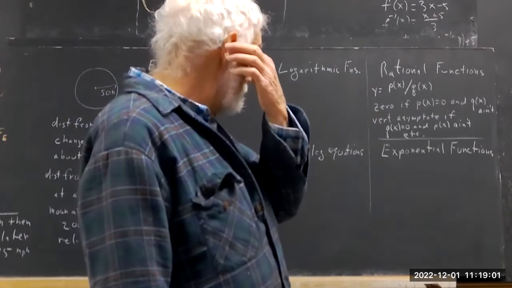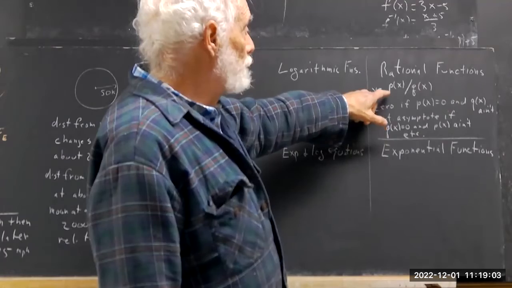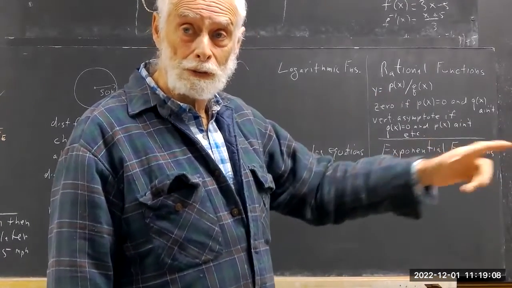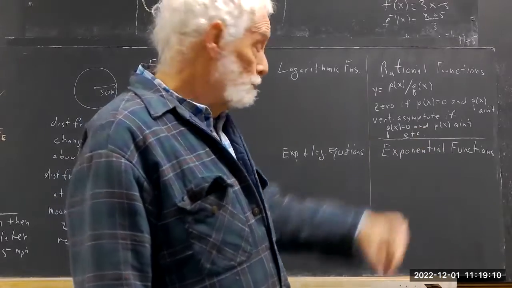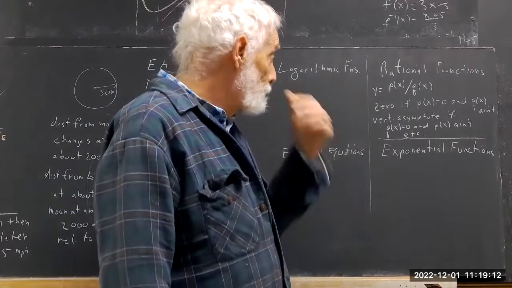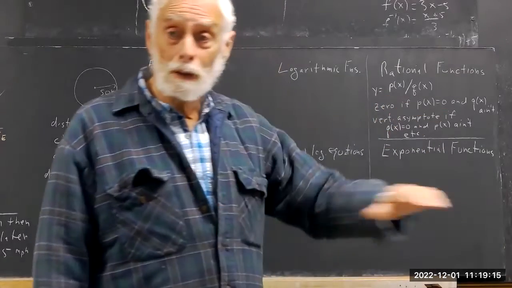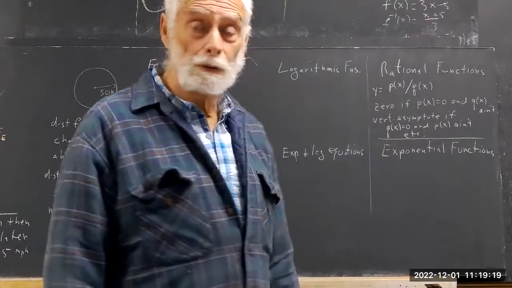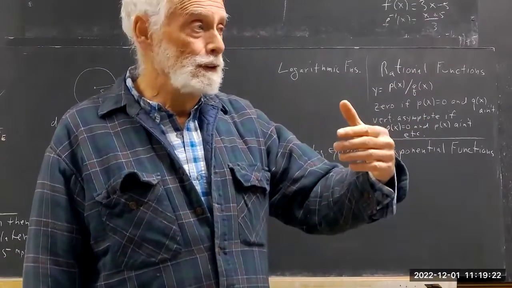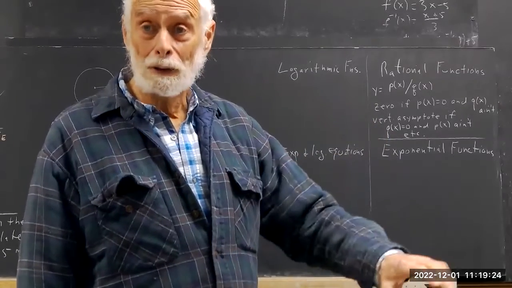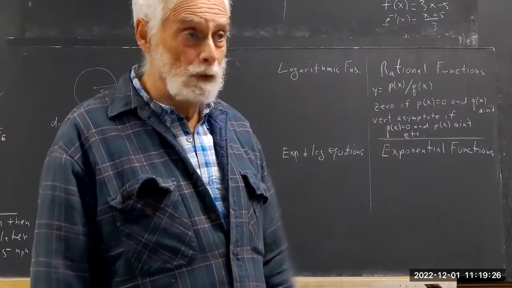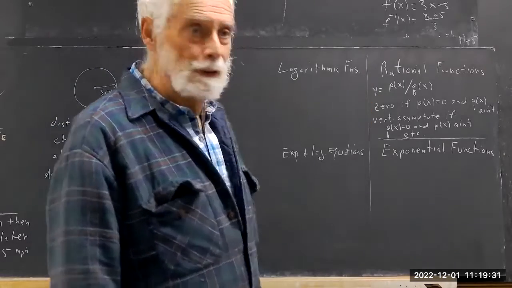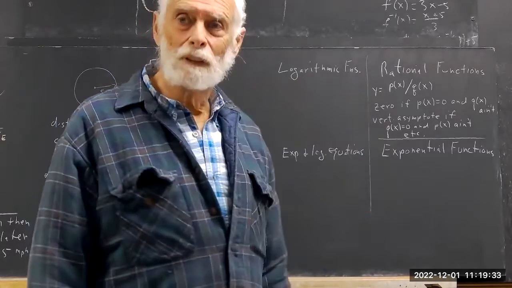The other part is, if the degree of p of x is bigger than the degree of q of x, it goes to infinity or minus infinity in the long run. If they're equal, you have a horizontal asymptote. And if the degree of q of x is bigger than the degree of p of x, you have a horizontal asymptote at the x-axis. Those are several things, given I didn't leave a lot of room there.